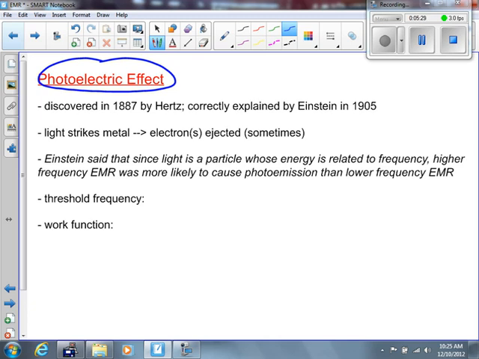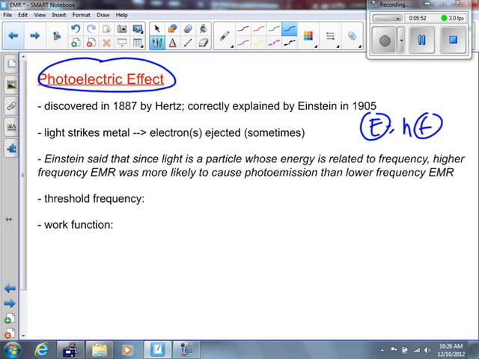And if we go back to Einstein's photon theory, that makes perfect sense. If we need more energy to cause an electron to be ejected, we don't need more light. We need more energy, we need a higher frequency of light. In other words, we need a different kind.